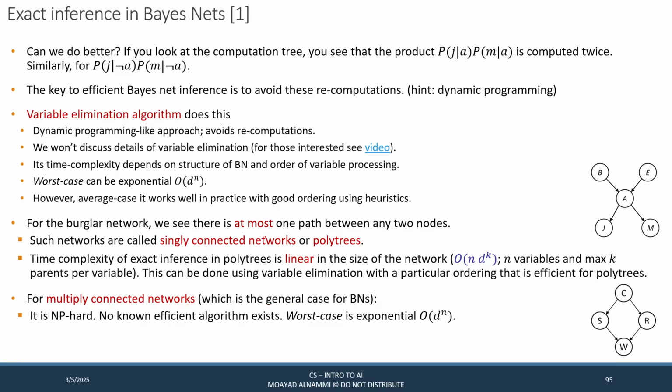So that's all I'm going to say for exact inference in Bayesian networks. There is no known efficient algorithm for the general case. However, variable elimination, which is a dynamic programming approach, does well on average.